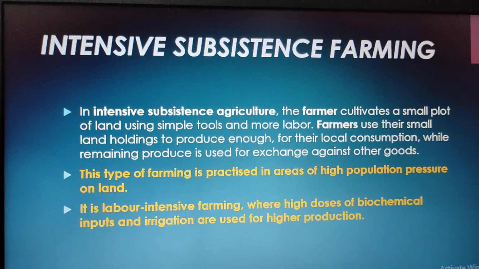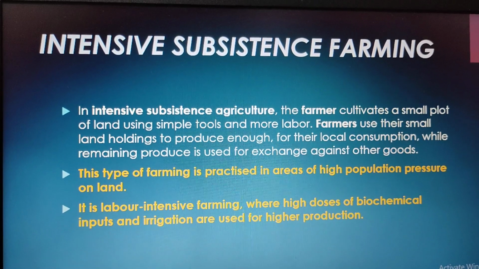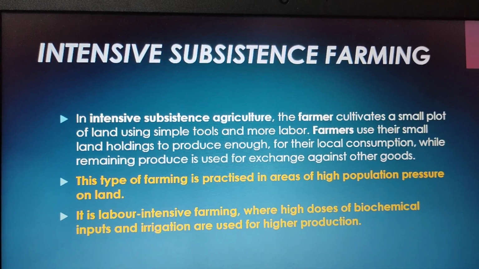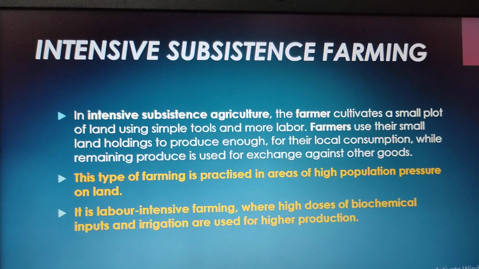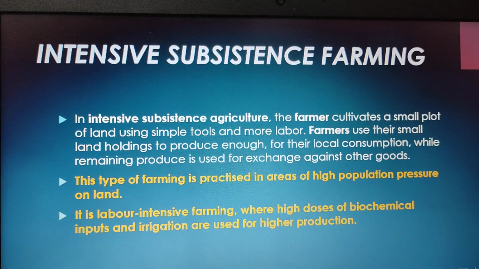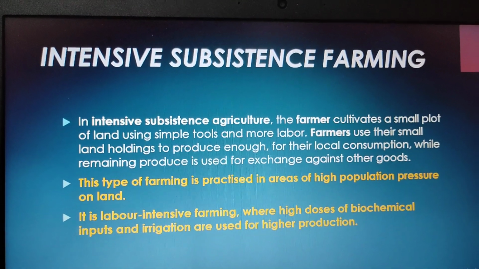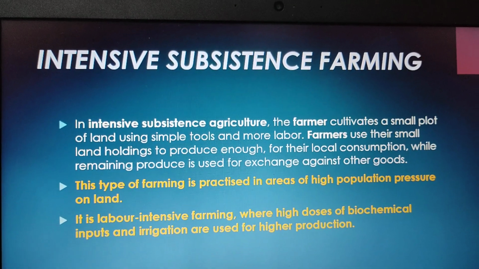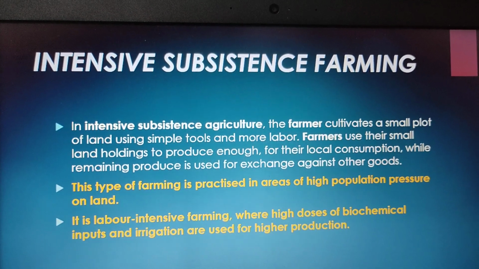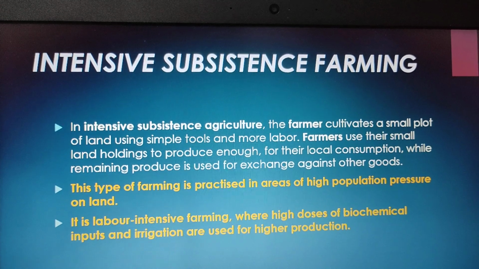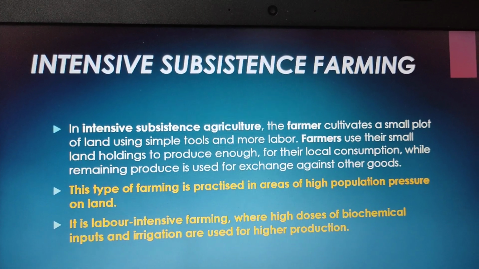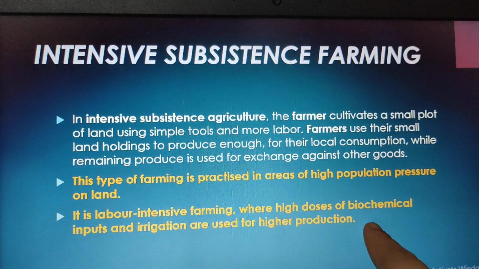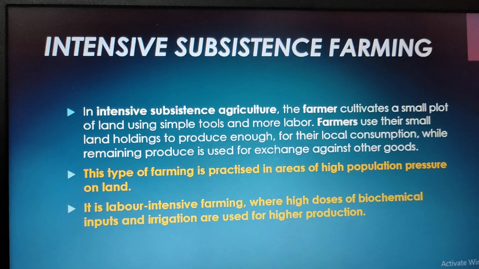So in intensive subsistence farming, the farmer cultivates a small plot of land using simple tools and more labor. Farmers use their small land holdings to produce enough for their local consumption, while the remaining produce is used for exchange against other goods. This type of farming is practiced in areas of high population pressure on land. It is labor intensive farming where high doses of biochemical inputs and irrigation are used for higher production. If you consider this line, this is the very difference between primitive and intensive subsistence farming.